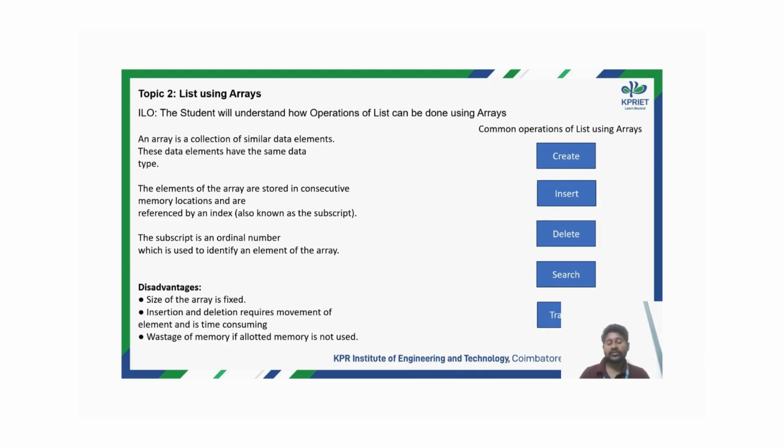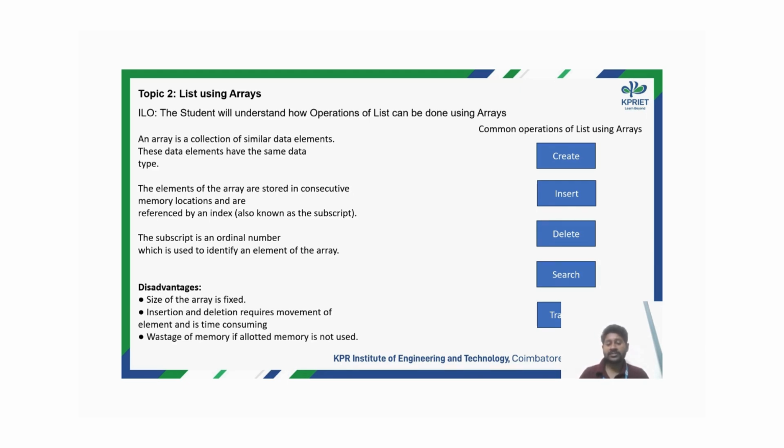If you see the disadvantage of this type, the size of the array is fixed. If I say the total array size is 10, I can fit only 10 elements there, or even if I fill 5 elements, the remaining 5 will be left unoccupied. So memory wastage also happens here, and insertion and deletion require movement of elements and are time consuming, and there is wastage of memory since allocated memory is not used.